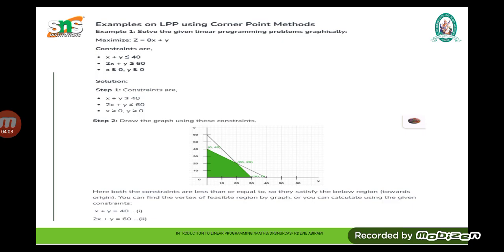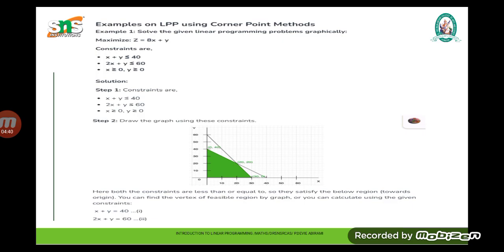Solve the given LPP model graphically. My problem is max z is equal to 8x plus y, and my constraints are x plus y less than or equal to 40, 2x plus y less than or equal to 60. x greater than or equal to 0 and y greater than or equal to 0 are my non-negative constraints. First, we should consider the inequalities as equalities, as equation 1 and 2. That is, x plus y is equal to 40 and 2x plus y is equal to 60.